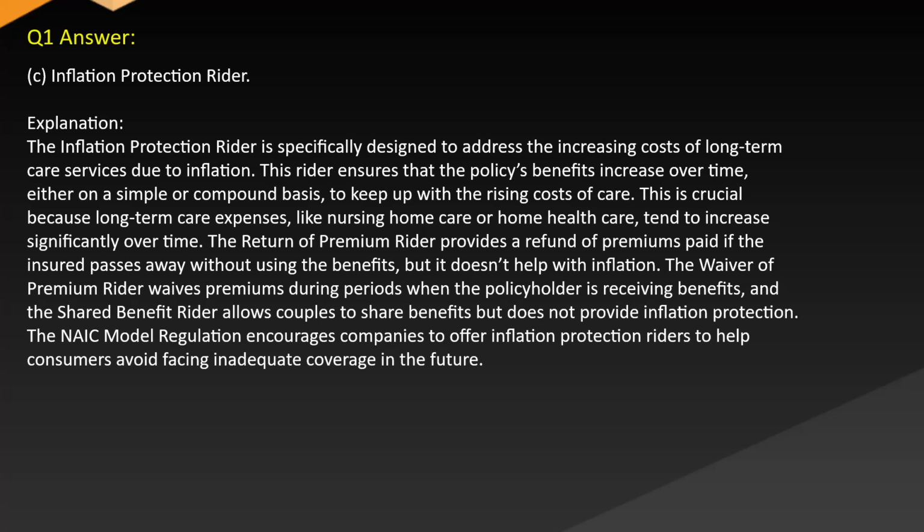This is crucial because long-term care expenses like nursing home care or home health care tend to increase significantly over time. The return of premium rider provides a refund of premiums paid if the insured passes away without using the benefits, but it doesn't help with inflation. The waiver of premium rider waives premiums during periods when the policyholder is receiving benefits, and the shared benefit rider allows couples to share benefits but does not provide inflation protection. The NAIC model regulation encourages companies to offer inflation protection riders to help consumers avoid facing inadequate coverage in the future.